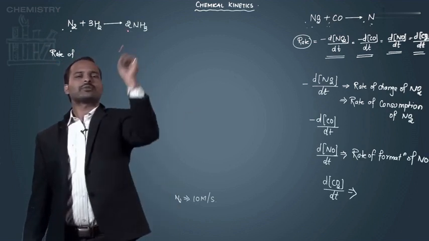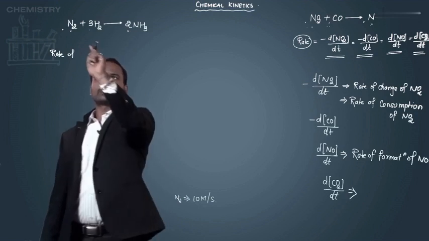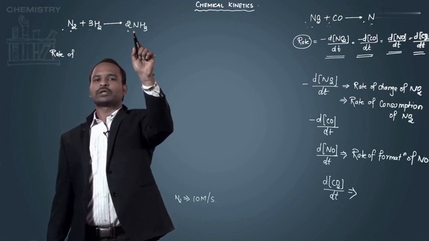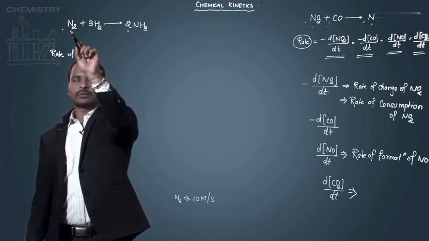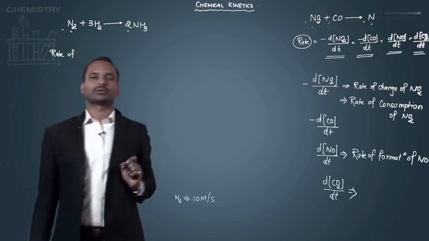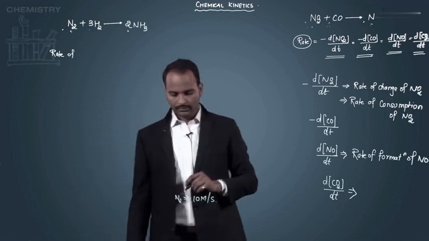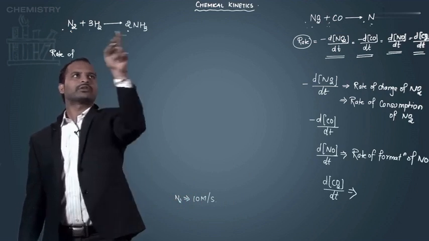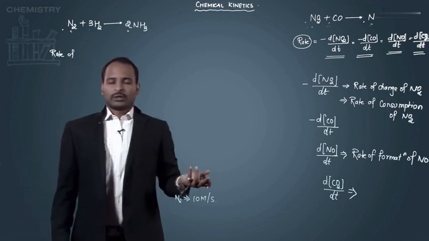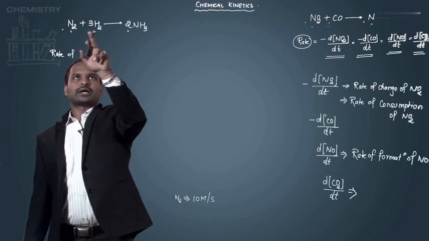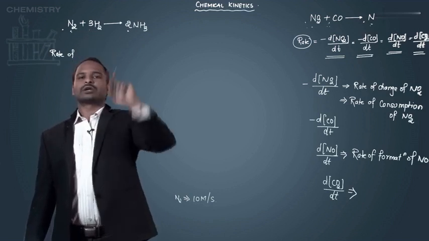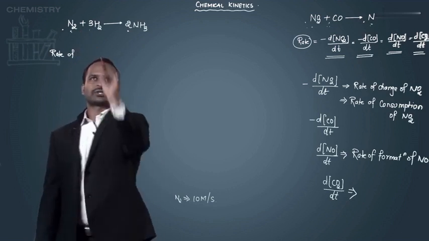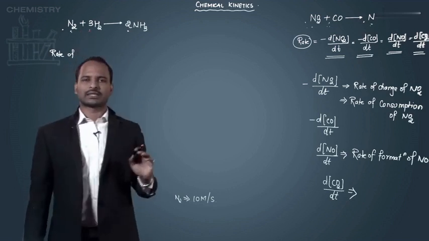What will be the rate of formation of ammonia? Again, during the reaction, if 1 molecule of N2 is consumed, then 2 molecules of ammonia are formed. If 100 molecules of nitrogen are consumed, how many ammonia molecules are formed? It's 200. So if the speed of consumption of nitrogen is 10 molar per second, then the ammonia formation speed will be 20 molar per second. Hydrogen consumption is triple, while ammonia formation is double the rate of consumption of nitrogen.